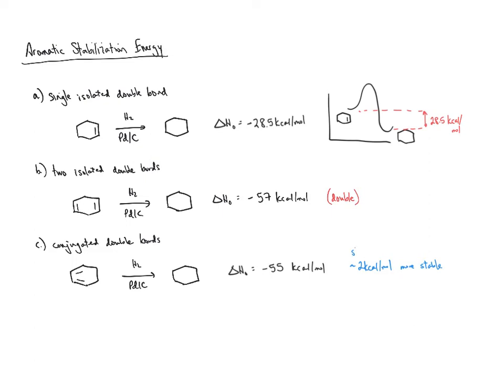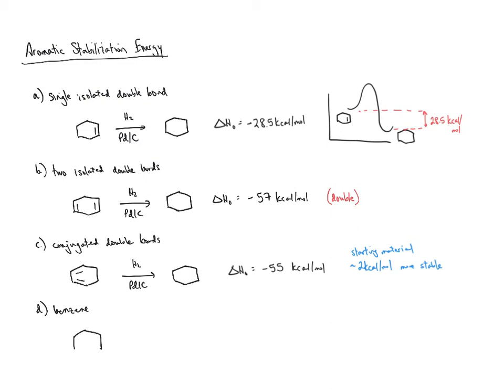Right, so the starting material, cyclohexadiene, is actually 2 kcals per mole more stable. We said that conjugated systems are more stable than non-conjugated systems. So this reaction is exothermic, but conjugation adds about 2 kcals per mole worth of stability. So if you're starting from an alkene that is lower in energy, your delta H naught is not going to be quite as exothermic. So now let's talk about benzene.